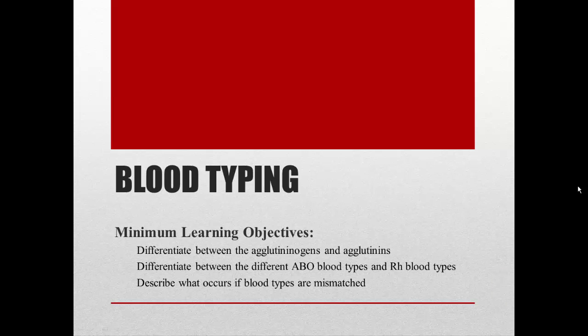In this video lecture, we're going to look at blood typing. This is the last of the videos on blood. And so we'll start out by comparing agglutinogens and agglutinins and how they determine blood type. And then we'll look at two blood type groups, the ABO blood group and the RH blood group. And then last, we'll look and see what happens when you mismatch blood. And then, of course, how do you determine a person's blood type?